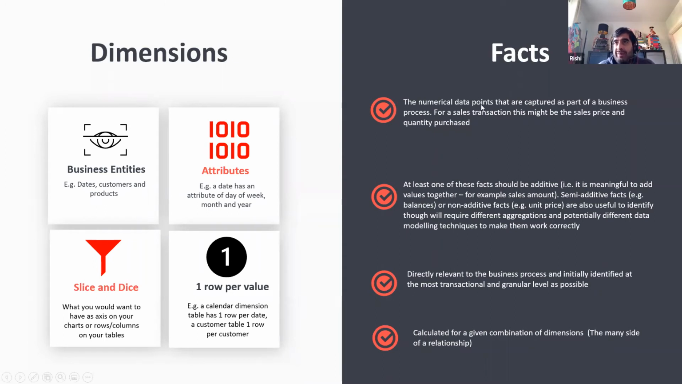And these numerical data points should be additive. For example, sales amounts, where it's meaningful to add values together. You might have other things like balances or prices, which are also numerical, but it doesn't really make sense to add them all together.